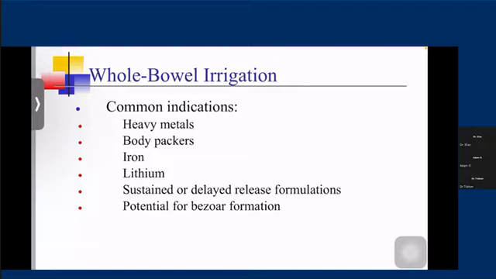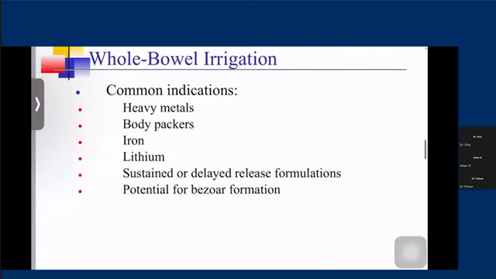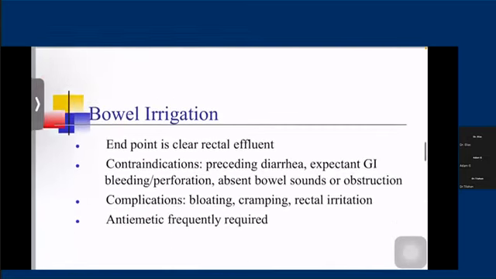Other heavy metals, and also iron and lithium, can be irrigated too. Second to activated charcoal, the second most important option is whole bowel irrigation. It's thought to have a higher chance of removing the substance with fewer complications.